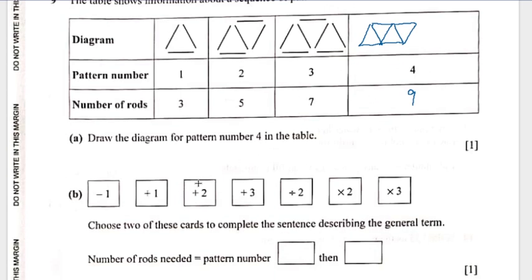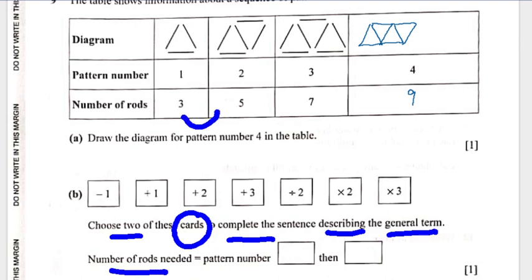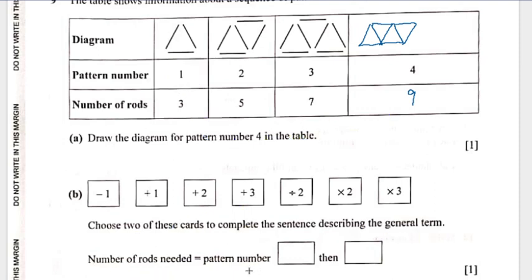Okay, next. B. Choose 2 of these cards to complete the sentence describing the general term. Number of rods needed. As you can see here is +2, +2, isn't it? So let's see, this pattern number, let's say 1, you have to try and error here. Do we maybe times here, maybe we divide by 2, we can't divide, right? If you divide, you get decimal. Then here maybe you times 2, and then how to get 3 here? Times 2 plus 1, let's see the pattern.